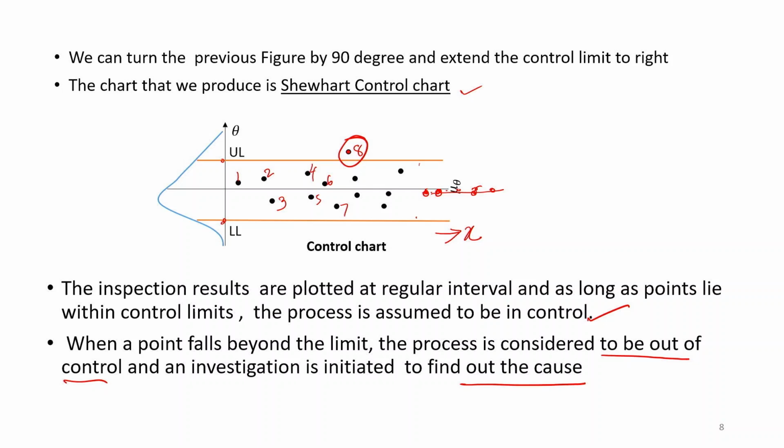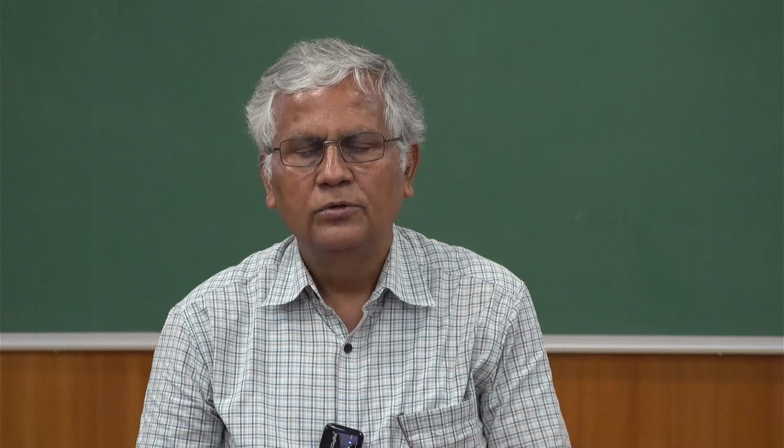Therefore, 9th point onwards, 9th, 10th, 11th, 12th, 13th, like this, these points are falling between the limits. So we can say that the process which went out of control due to some reason, that reason the engineers who are working there could find it out and set the process right, and now the value of the parameter theta is falling within the two limits. So the process has been brought back under control now.